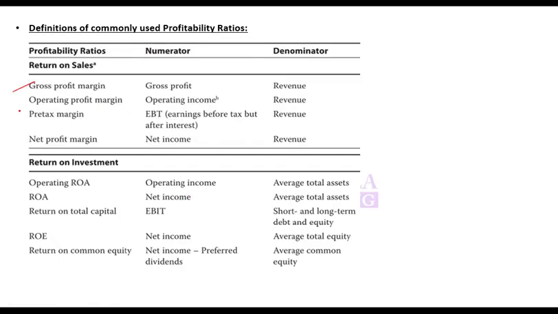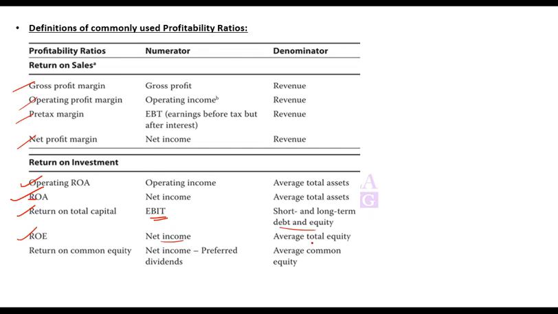Profitability: we earlier discussed gross margin, operating profit, pre-tax, and net profit margin. Return on investment: operating return on asset is operating income divided by total asset. When we say only return, that means we are talking about net return, so net income divided by average total asset. When we say return on total capital, it is earnings before interest and tax divided by short and long term debt and equity.